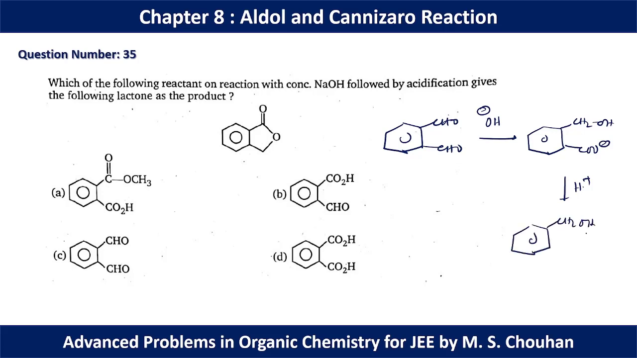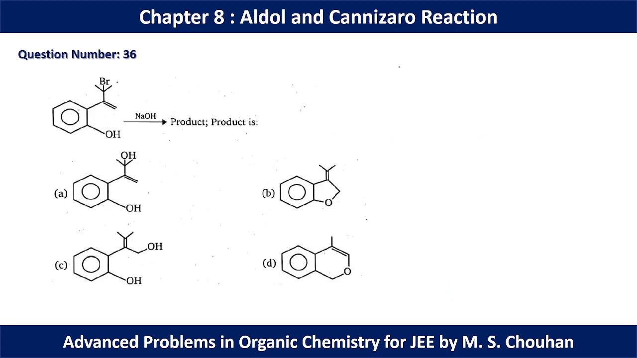Now on acidification we can have alcohol in this position and carboxylic acid in this position. Now if we add heat, this alcohol and acid will give a lactone, which is a cyclic ester. So for question number 35, option C should be the correct option.